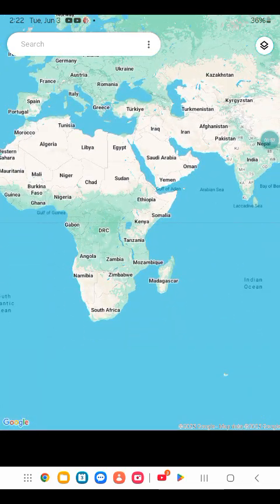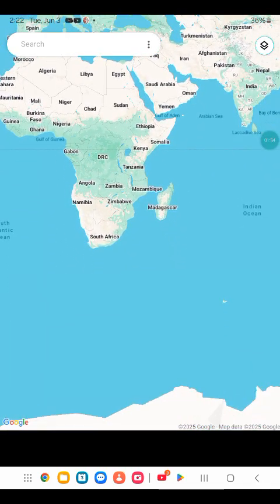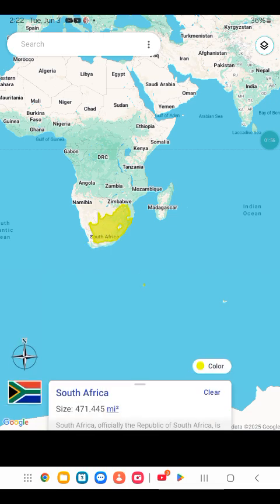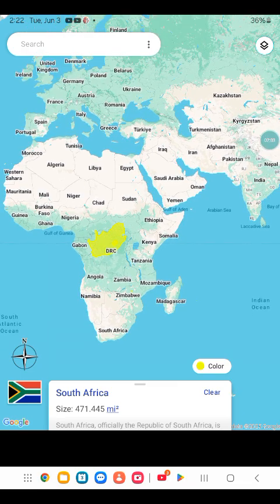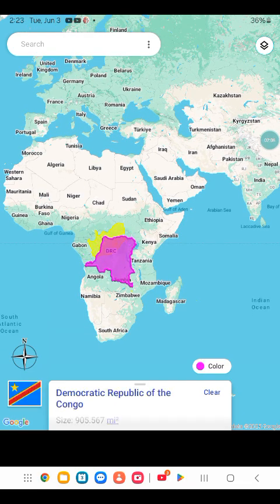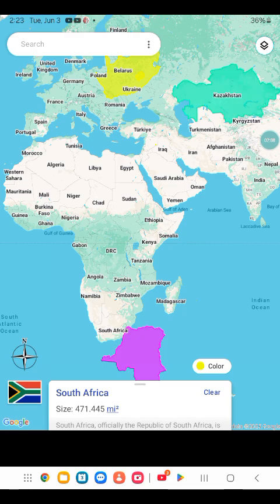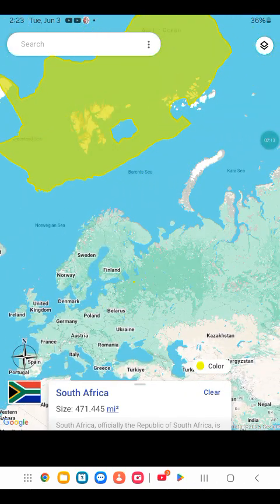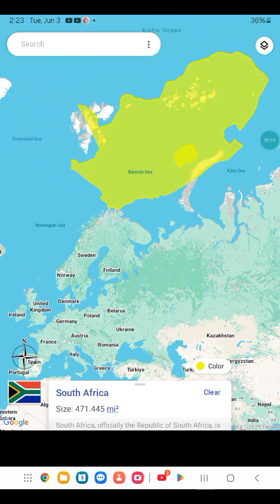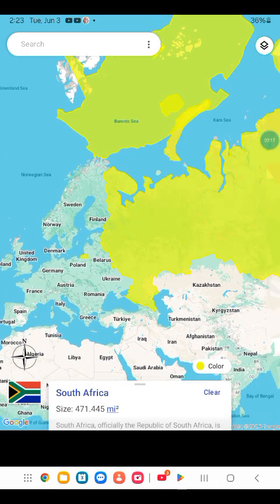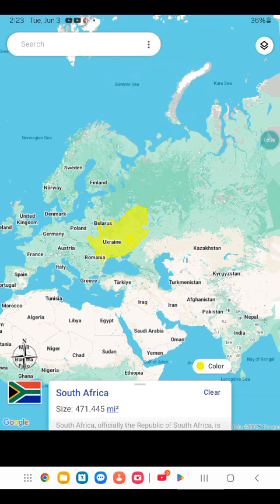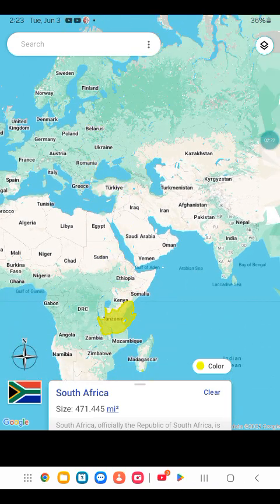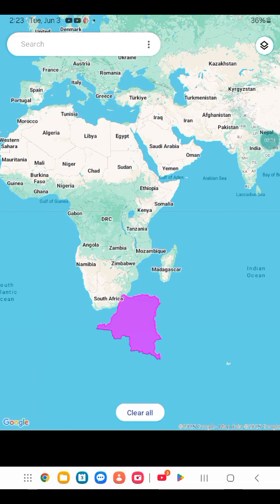And countries under the equator, lower than the equator, they look smaller. Like South Africa here, it looks smaller than DRC. That's because it is smaller than DRC. South Africa, let's bring it over here. See, it looks way bigger than it actually is. That's because countries higher than the equator look bigger than they actually are.